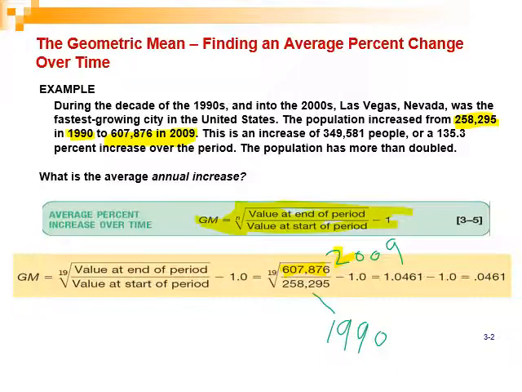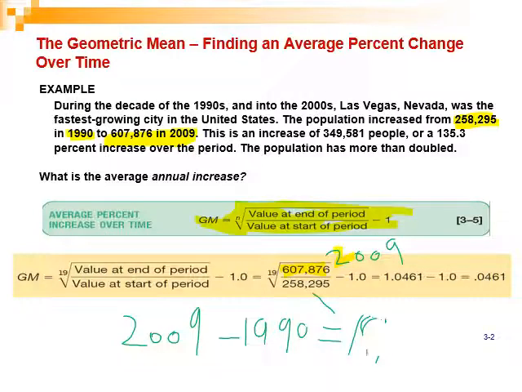The root here is 2009 minus 1990, which equals 19. So we will take the 19th root. After taking the 19th root of this value, we subtract 1, like in the formula, to get the geometric mean for the annual increase, which is 0.0461. And this is the other application for the geometric mean.